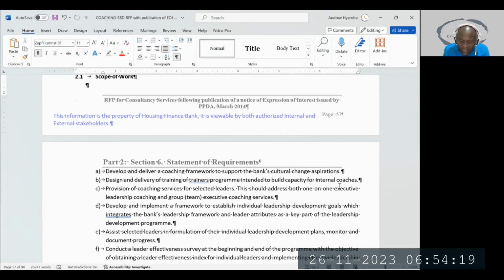So they want you to train coaches to make them coaches. So in addition to you coaching, they want you to make them coaches. This is interesting because then they want us to do the work of a coaching academy, or do they want us to deliver? They are not clear whether they want us to deliver certified coaches or just coaches who know coaching. So there's a difference there.